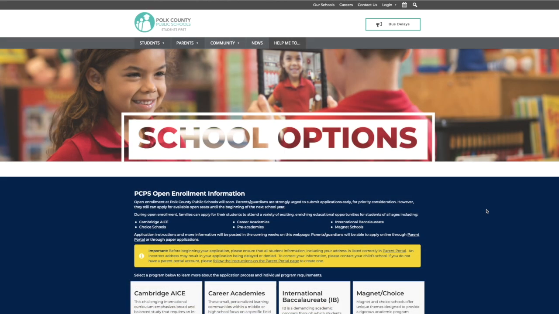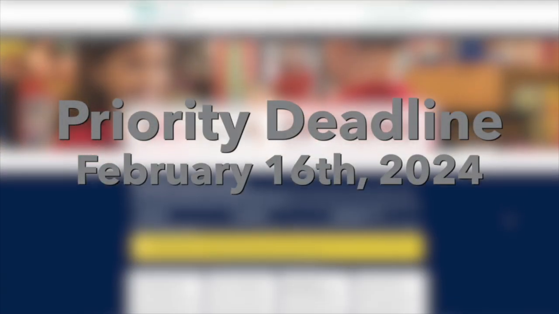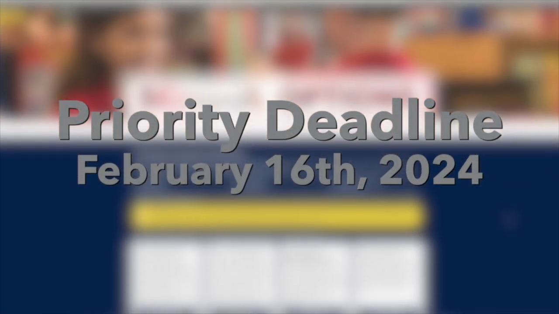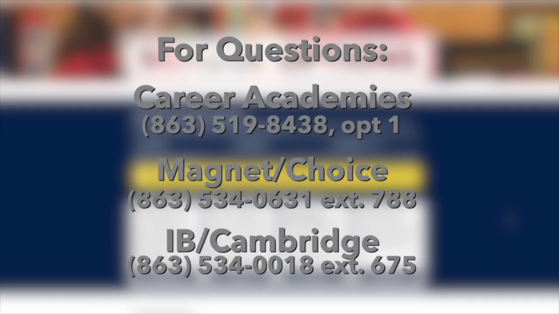Also, if you receive this warning or don't see any options, contact your child's current school. We want to make sure that all students have the opportunity to attend the magnet or choice, IB, ACE, or career academy that they desire. To help with this, make sure you complete your application by the deadline seen here. If you run into any trouble, here are some numbers that you can call for assistance.